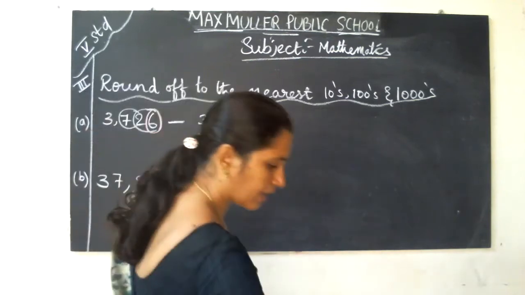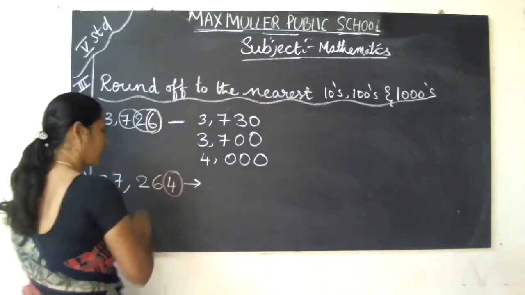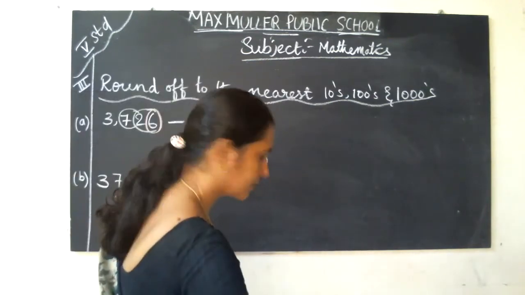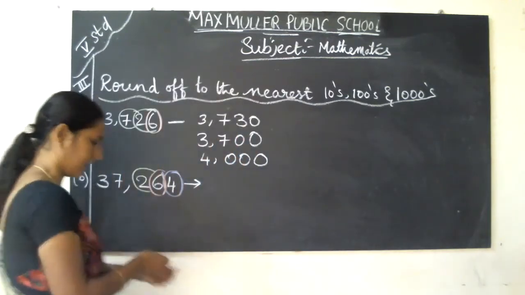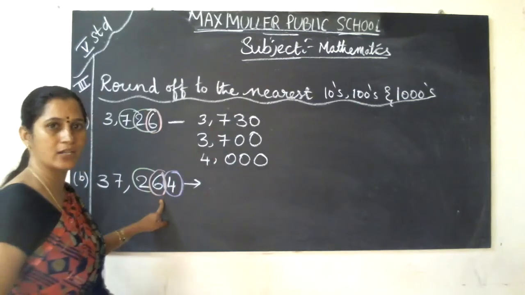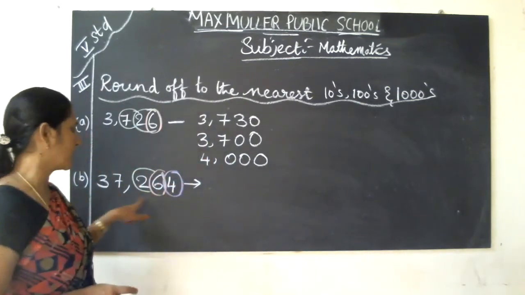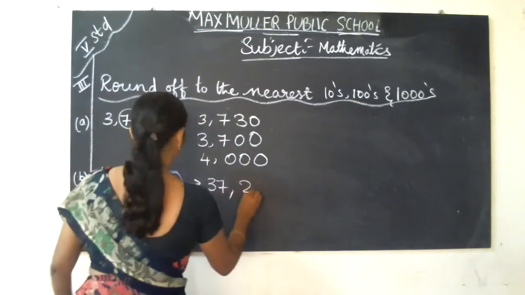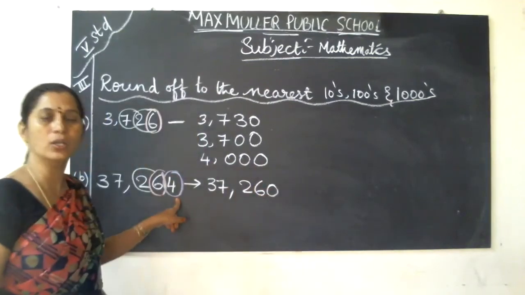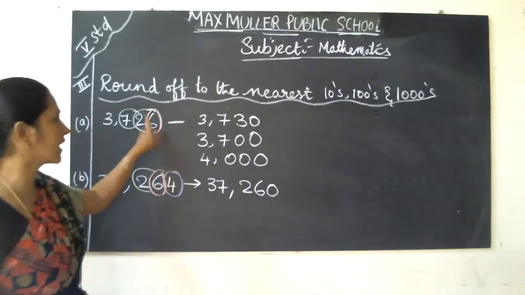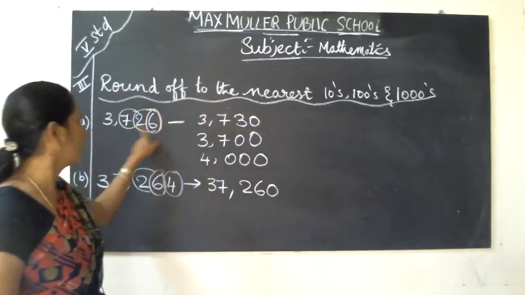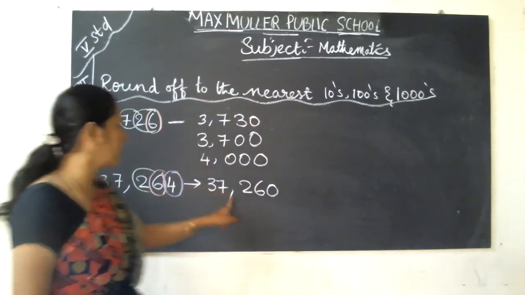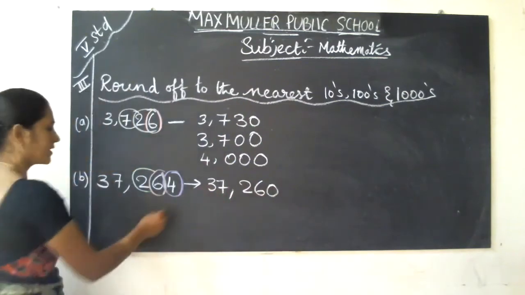37,264. Here also again we have to check the ones column. Next, tens column. Next, hundreds column. Okay. So I have circled in 3 different colors to understand only, children. First, ones column 4. 4 is less than 5. So it has become 37,260. Same tens only we have to round, because if it were 6, greater than 5, then next tens I would have written. But here it is 4, less than 5, so we are rounding to the same tens.